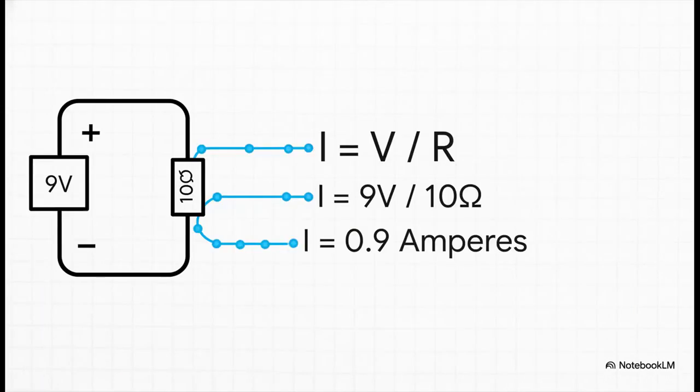Let's see it in action. Let's say we have a simple 9-volt battery hooked up to a 10-ohm resistor. We can use Ohm's law to figure out exactly how much current is going to flow. We just shuffle the formula around a bit. Current equals voltage divided by resistance. Plug in the numbers, 9 volts divided by 10 ohms, and we get 0.9 amps. It's clean, it's predictable, and it's incredibly powerful.